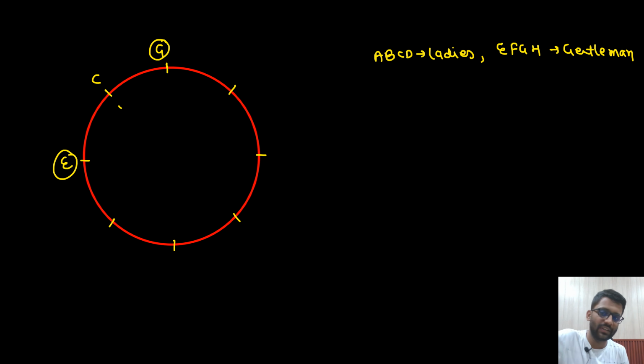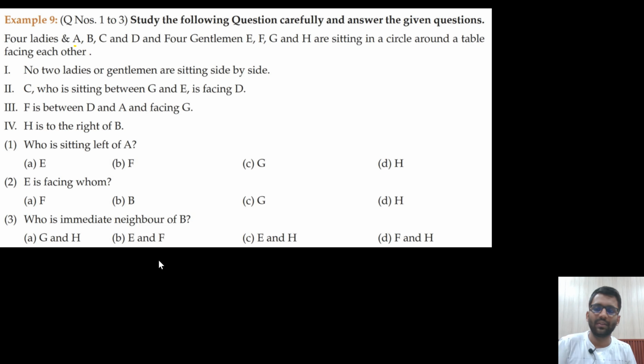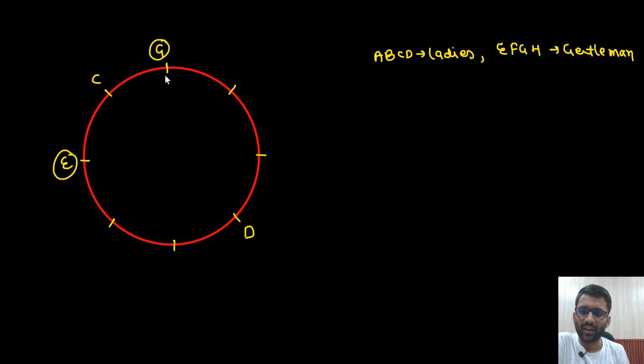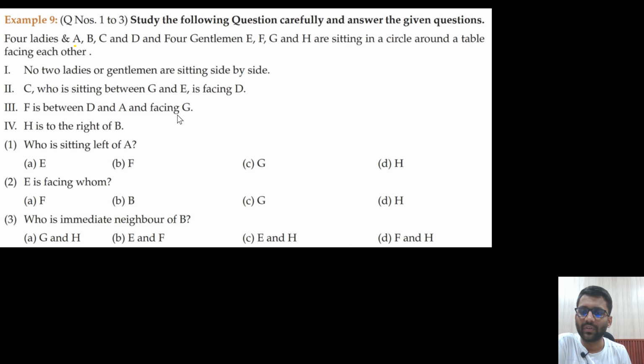Are you getting this point? C is facing D, so this will be D. And you can start from anywhere, you just need to put one guy. Even in PNC we studied that we can start from anywhere, with respect to that particular guy we need to arrange. Now F is between D and A and is facing G. So F is facing G and it is in between D and A. So A has to be here only. If this is the condition, A has to be here only.